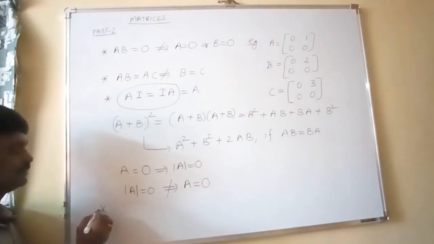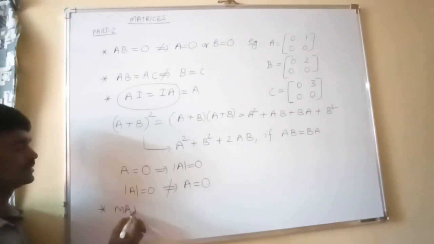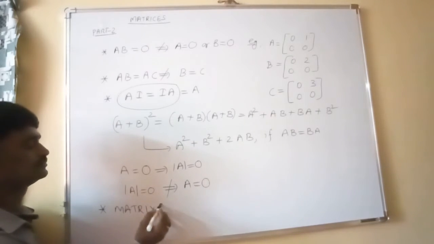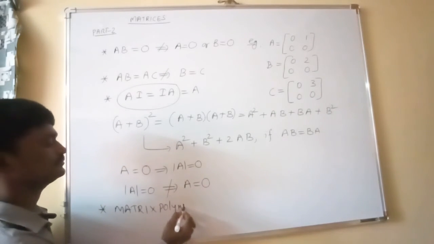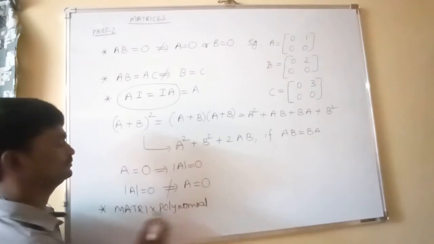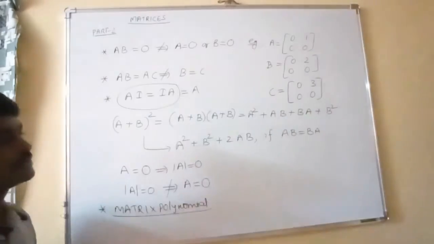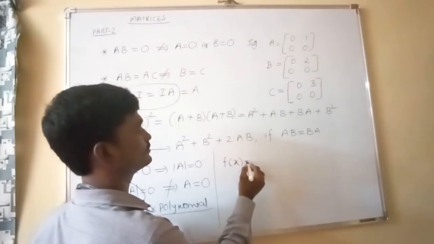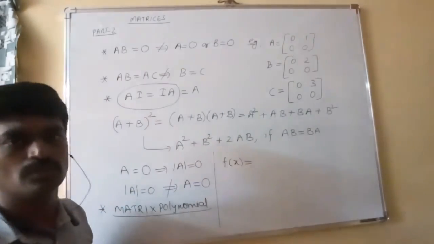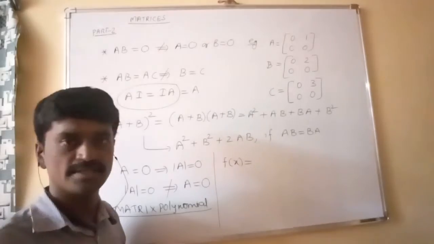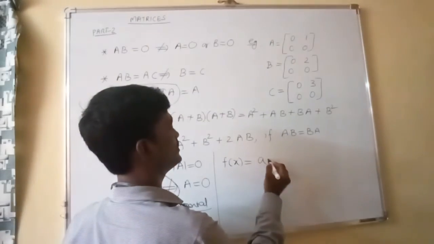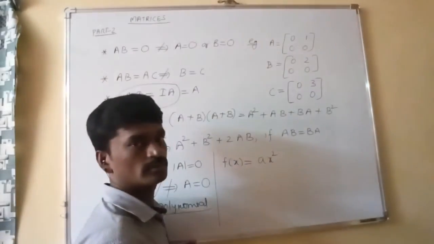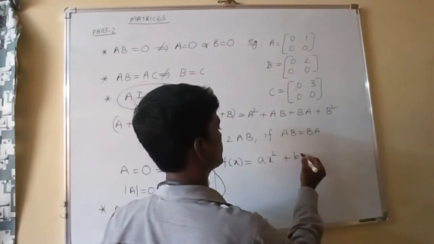And the next point: matrix polynomial. Suppose f of x is a polynomial of degree 2. You take 2 only, for example, to understand easily. Then what is the general form of a polynomial of degree 2? ax square plus bx plus c.